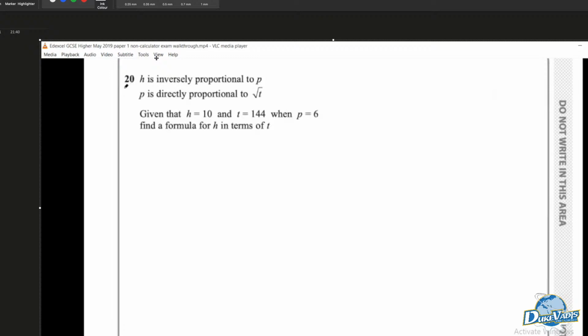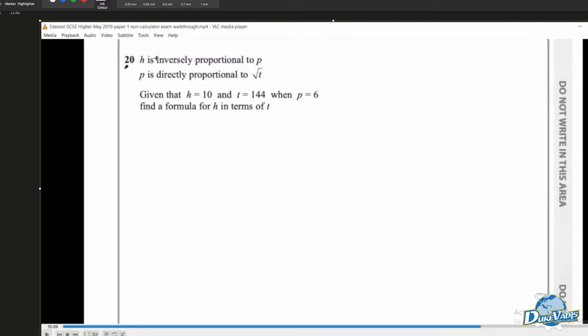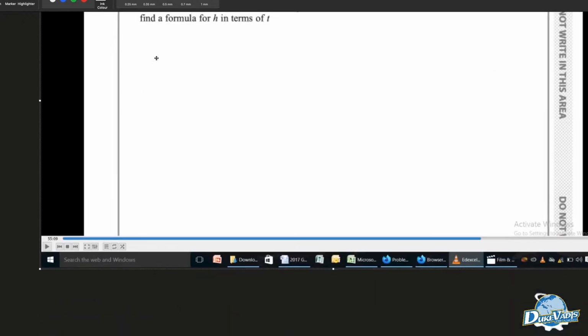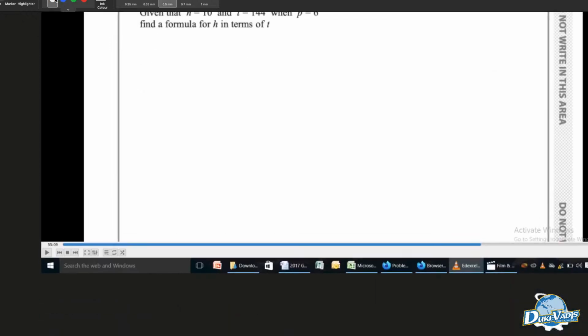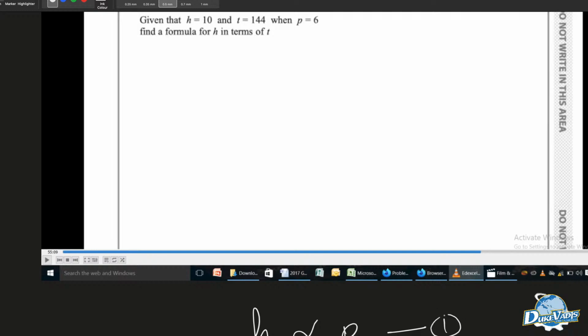They say h is inversely proportional to p, and p is directly proportional to the square root of t. Given that h is equal to 10 and t is 144, when p is equal to 6, find the formula for h in terms of t. This is straightforward. So we write our formula.